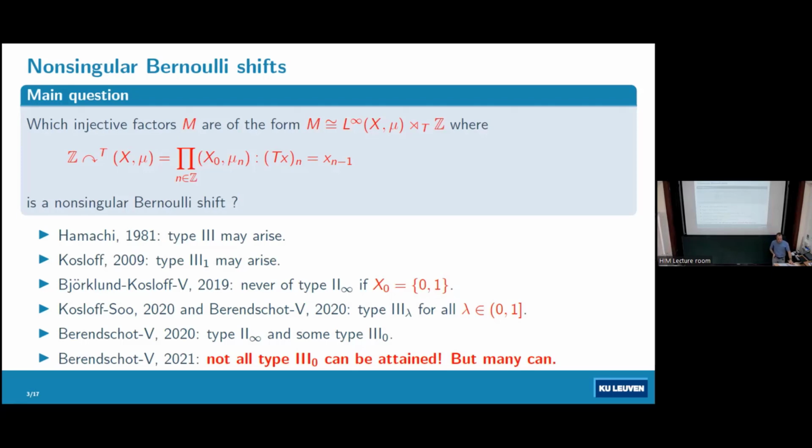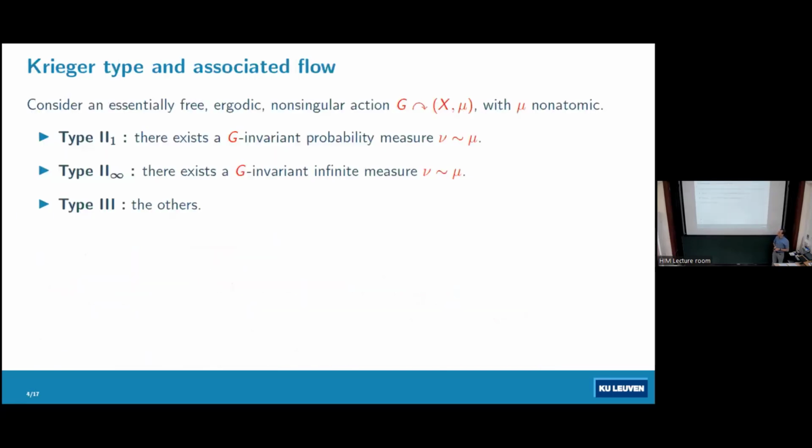But let me now take a few steps back and give a very quick introduction to what is the type and what is the flow of such a non-singular action, if you have somehow forgotten about this. So the type, I guess, many of you are familiar with. If you take any non-singular action, so preserving sets of measure 0, then we will say that it's of type 2-1 if there is a G-invariant probability measure.